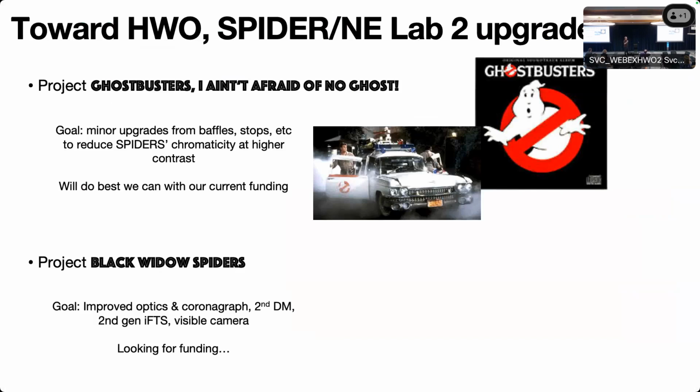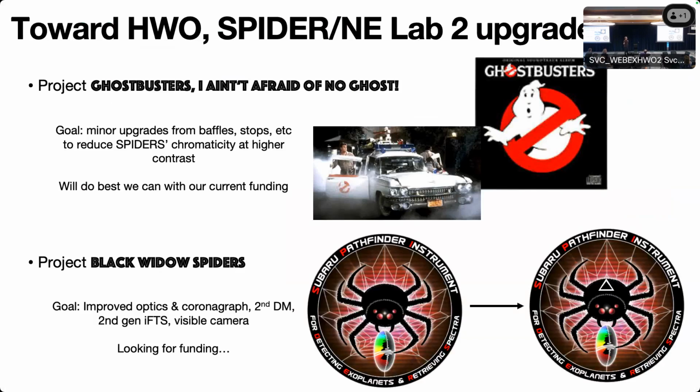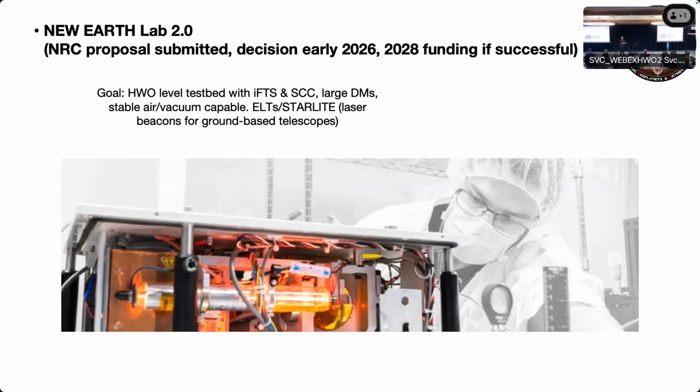So I think that's going to be key for Habitable Worlds, is to limit these. So this is my new logo, the Black Widow spider. And we just submitted a big proposal where we're hoping to upgrade our bench to be able to do a lot more research and get a better coronagraph, etc.